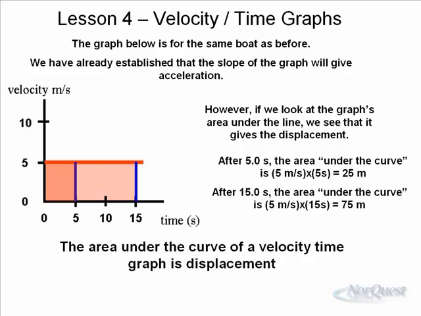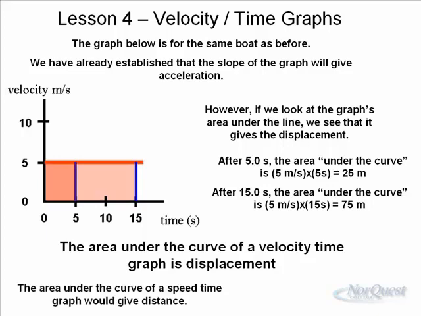Now, you can actually have a negative displacement, and we may look at some of those in examples a little bit later on. If you had a speed time graph, then instead of getting the velocity, or sorry, instead of getting the displacement, you would get the distance. All right, just like it says there.